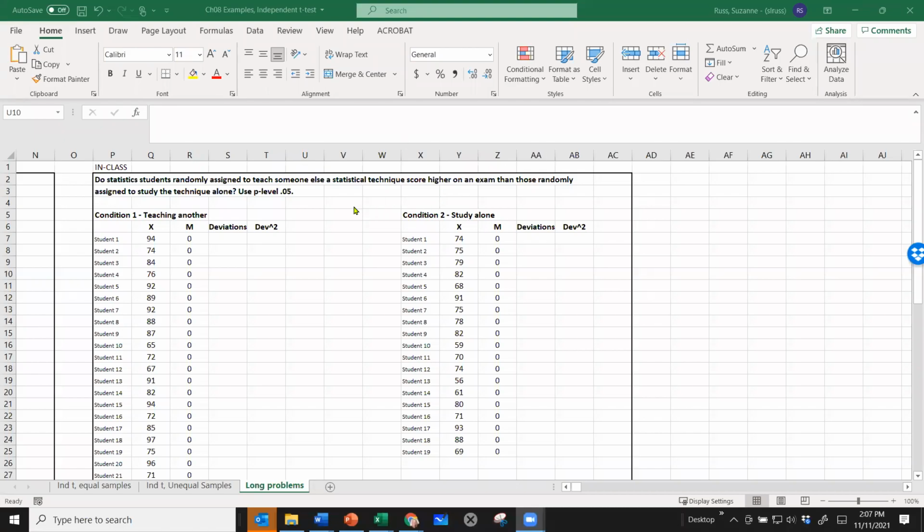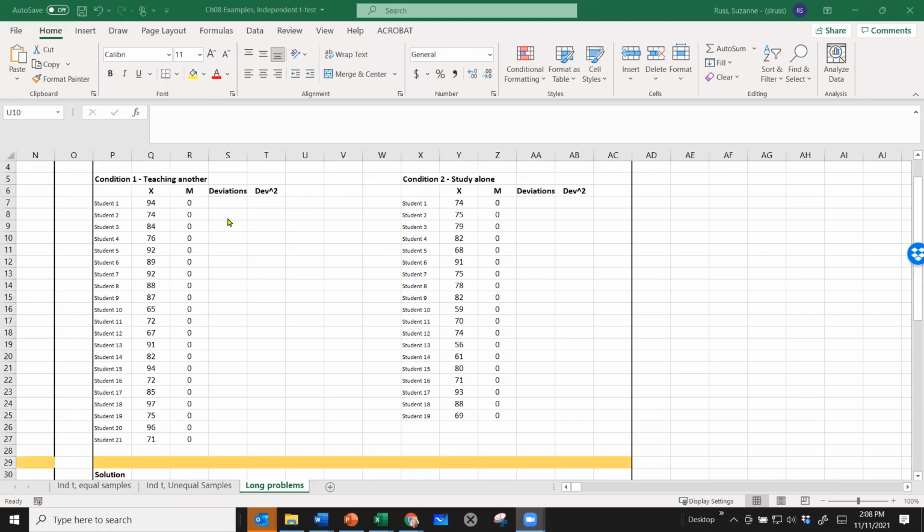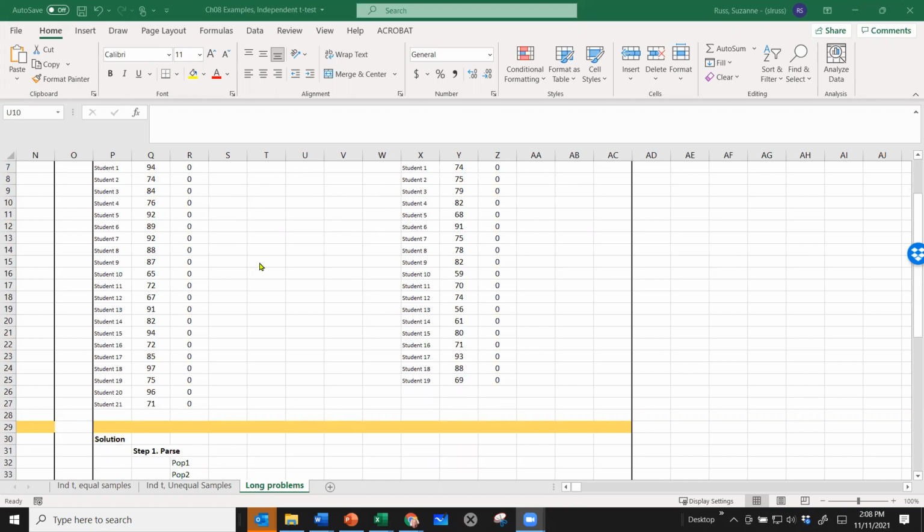Hello, I'm going to do a little demonstration today, fairly quickly, of how to conduct an independent samples t-test using Excel. The question we'll be answering is this: do statistics students who are randomly assigned to teach someone else a statistical technique score higher on an exam than those randomly assigned to study the technique alone? Use probability level 0.05. You can see the data here, which makes it too long and too complicated to do this problem by hand. So we're going to work through this using Excel.